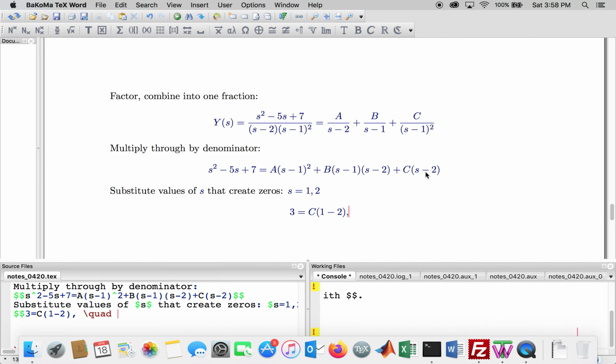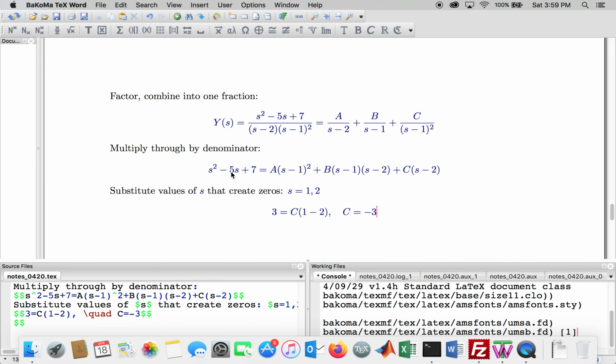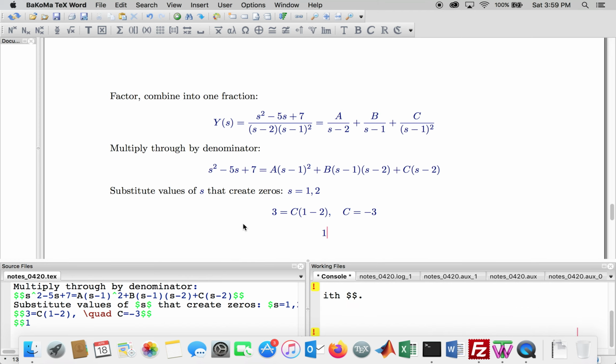Substitute s equals 2. So I get 4 plus 7 is 11, minus 10 is 1. And substituting s equals 2 will cause this term to go away and this term to go away. It'll just give me A.